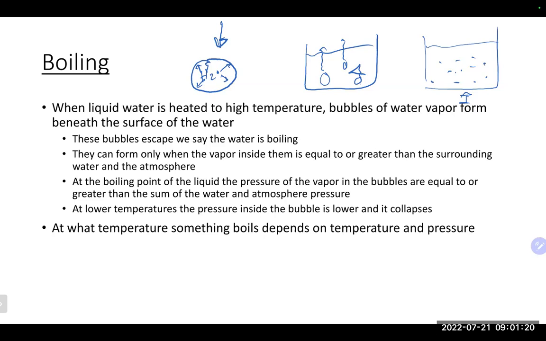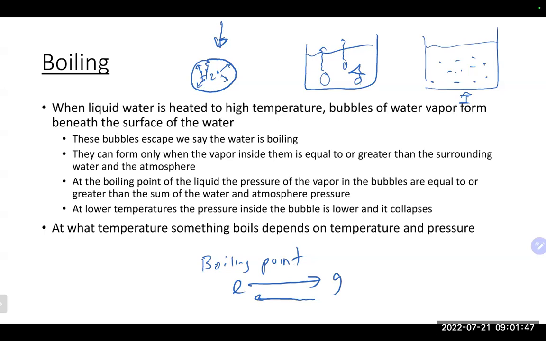The temperature at which something boils does depend on temperature and pressure. So you could play with the pressure and get something to boil at maybe a lower temperature than it normally would under normal conditions. Boiling point, right, is typically where we go from the transition of liquid to gas. It's also really going the opposite direction, going from gas back to liquid.